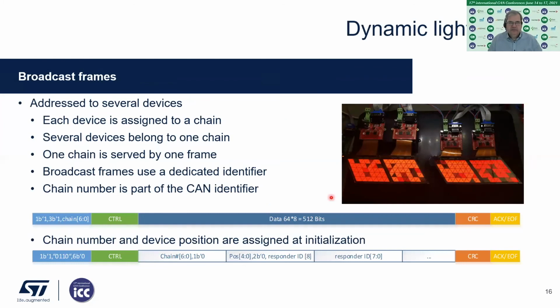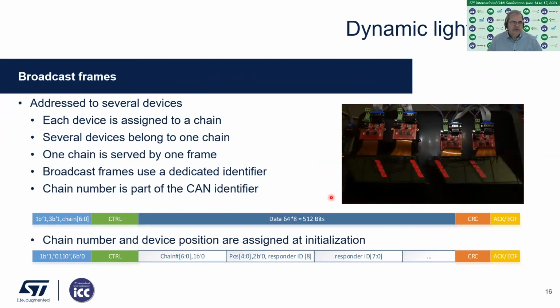So when we look at that, we see a dynamic light pattern. This is a video of our prototype, of our test boards. We send the broadcast frames. They have some properties. We assigned devices to a chain of devices, and we also tell the devices where to find the data within the broadcast frame, within the 64 bytes payload.